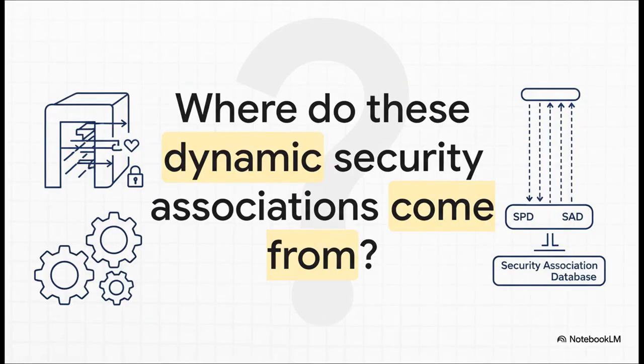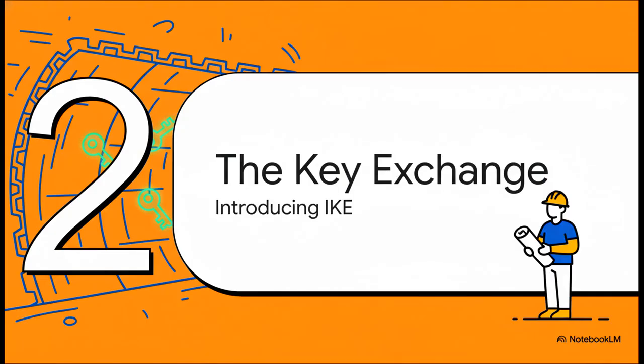And that's the million-dollar question, isn't it? If the SAD is the dynamic list of active connections, who or what is actually creating them? The rulebook doesn't build the tunnel itself. So that brings us to the actual construction crew. And that construction foreman is a protocol called the Internet Key Exchange, or IKE for short. This is the thing that actually builds the tunnels.